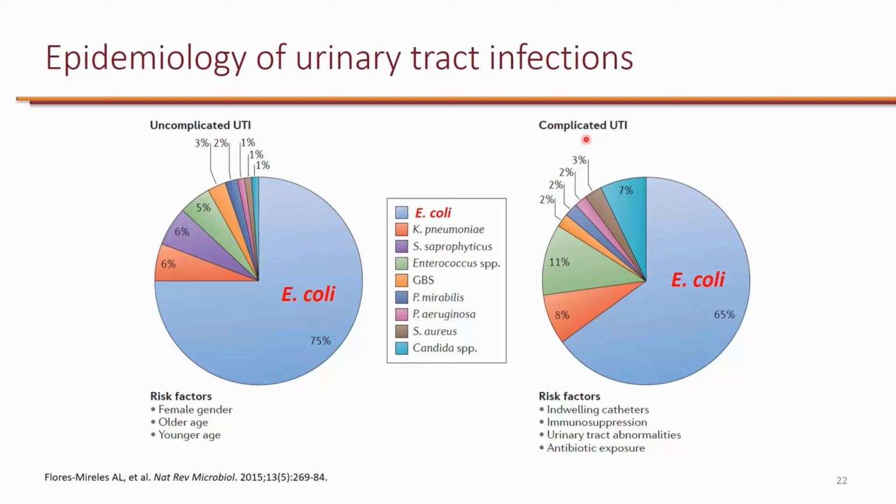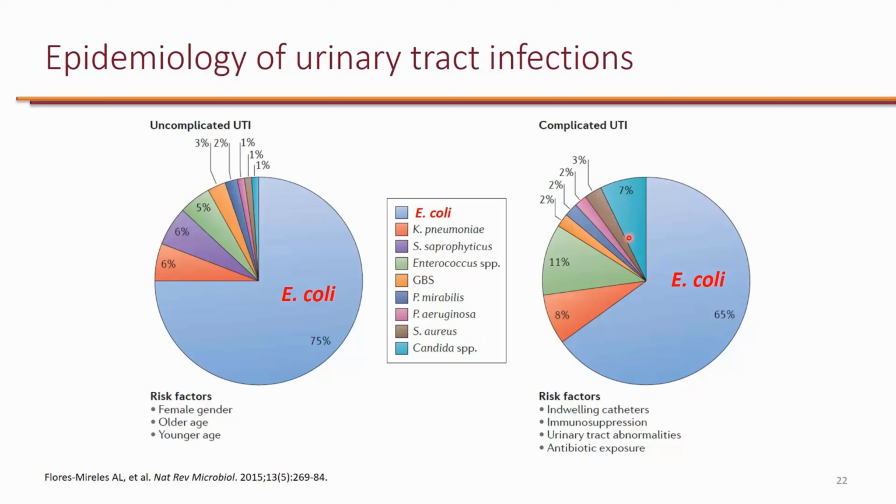And of course, when it comes to complicated UTI, it's still E. coli as your number one organism, along with Klebsiella and Enterococcus. However, note that in complicated UTI, you do start to see more of Candida species causing UTI, or Candiduria as we call it. Now, I know in complicated UTI, they are more likely to be due to resistant organisms. So, for example, look at Pseudomonas.